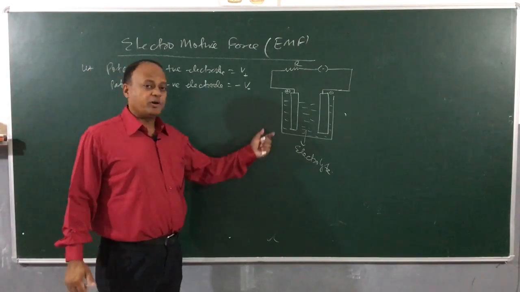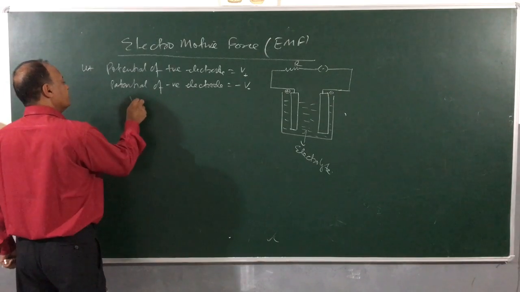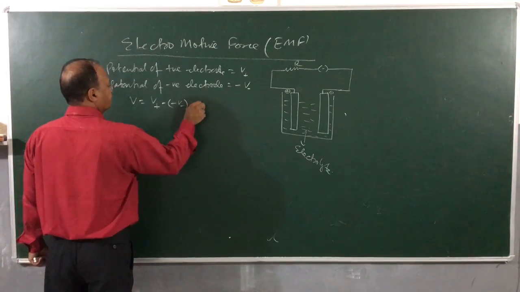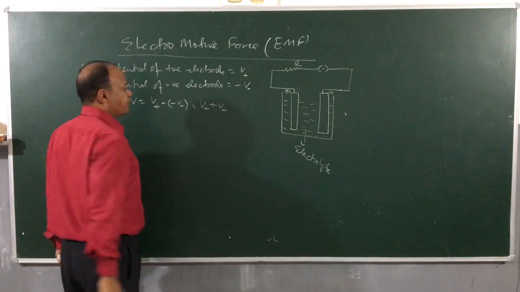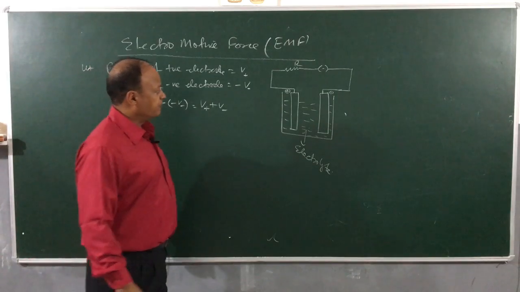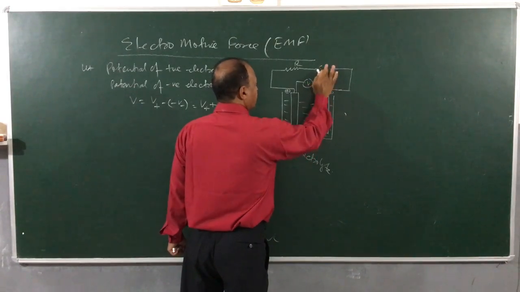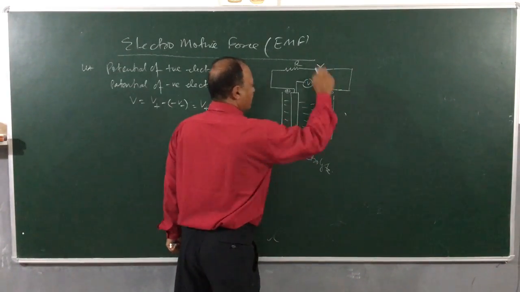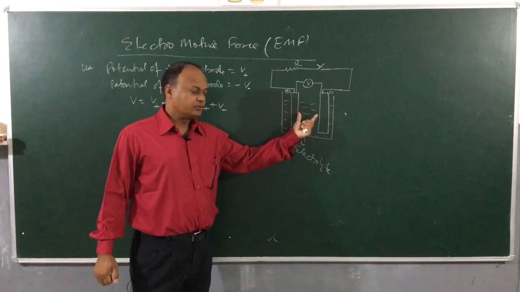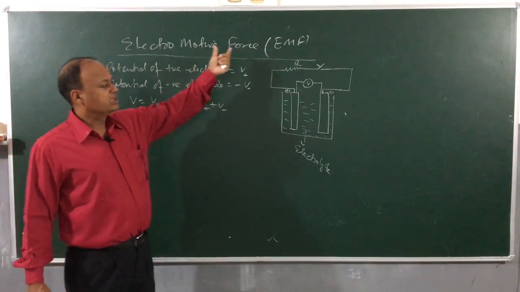If I ask you what is the optimum potential difference between these two electrodes, then what will you say? V will be equal to V plus minus V minus, V plus plus V minus. So, this is the optimum potential difference between the electrodes of a cell, right. If I connect a voltmeter here and I keep the key off, means I am not drawing any current from the circuit, then this voltmeter will give you the value of optimum potential difference, which is called EMF of a cell.